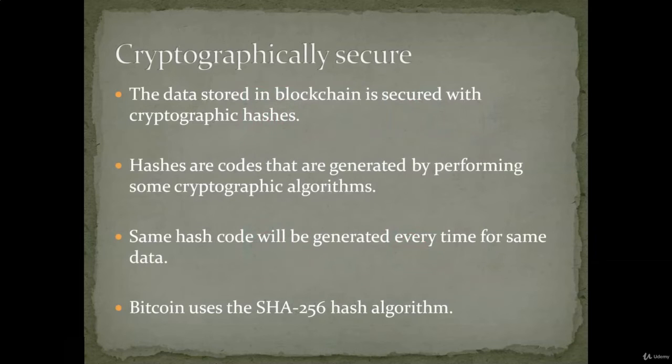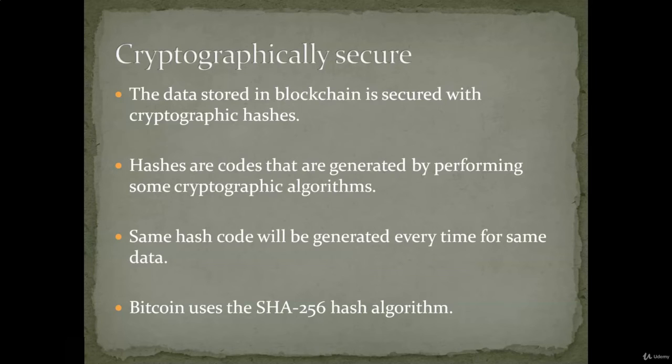What is cryptographically secured? The data stored in the blockchain is secured with cryptographic hashes. Hashes are codes that are generated by performing some cryptographic algorithms. A hash algorithm turns a large amount of data into a fixed-length hash string.